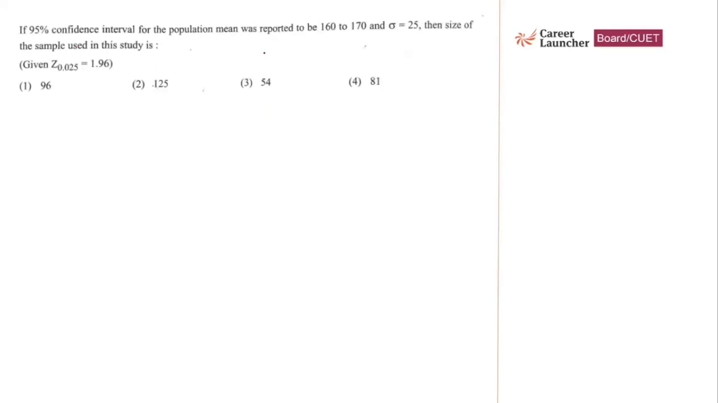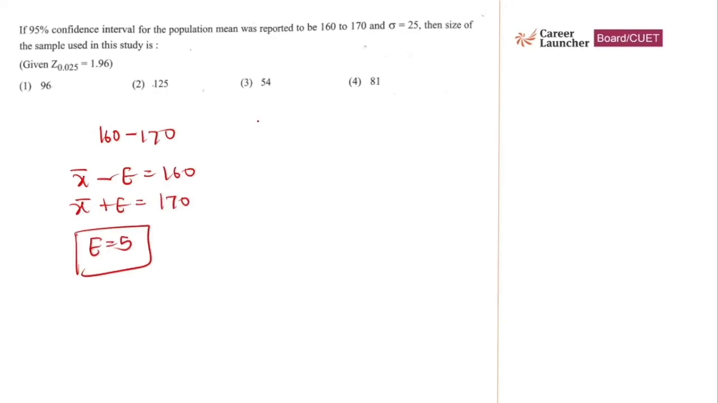A 95% confidence interval for the population mean with sigma equal to 25 is given as 160 to 170. We have to tell the sample size used in this study. If it is 160 to 170, it means x̄ minus E is 160 and x̄ plus E is 170, right? So from here E will be 5 if we solve these two equations. Now 1 minus alpha is 0.95, so alpha is 0.05 and alpha by 2 is 0.025. Z alpha by 2 is 1.96.